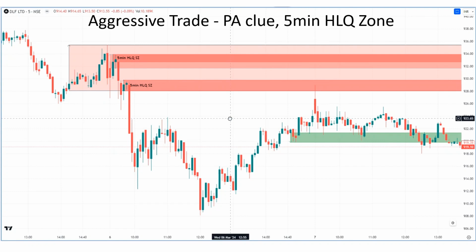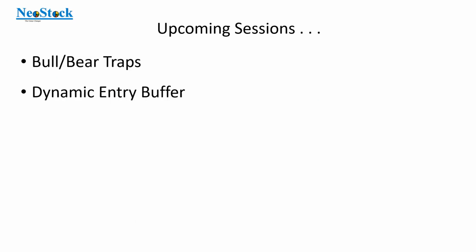Okay, these are all the different scenarios about aggressive trades. Hope this information will be useful to you to understand these concepts in a much better way, and also to understand what exactly an aggressive trade means according to our high liquidity zone context.